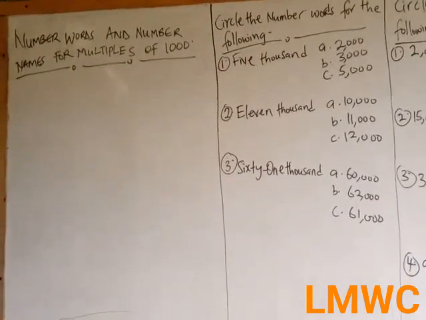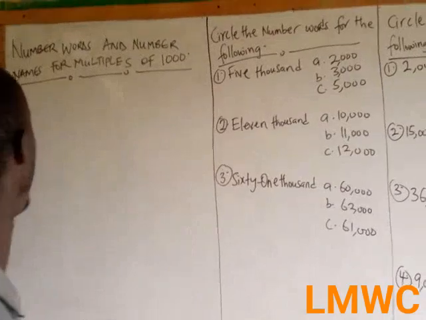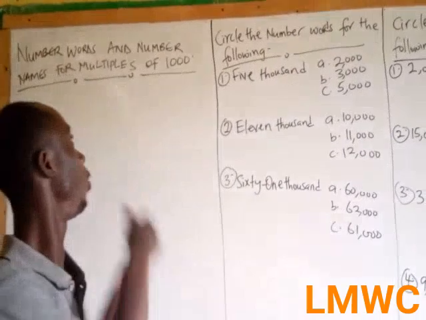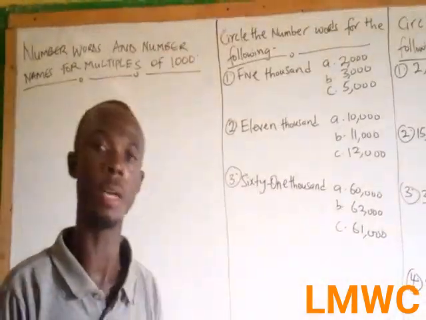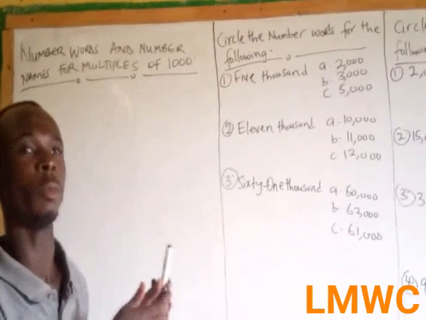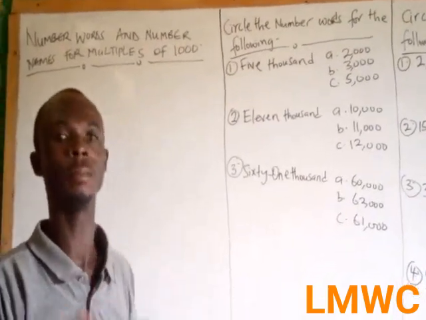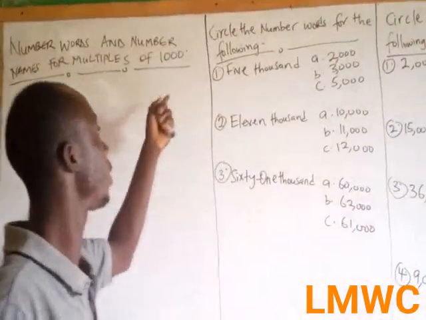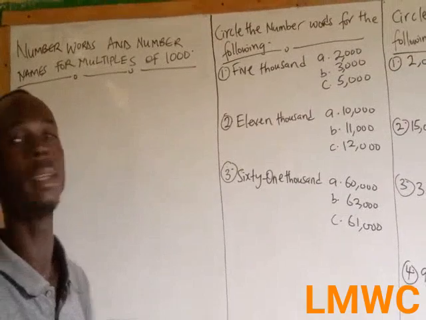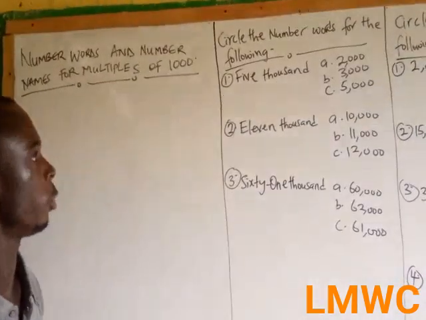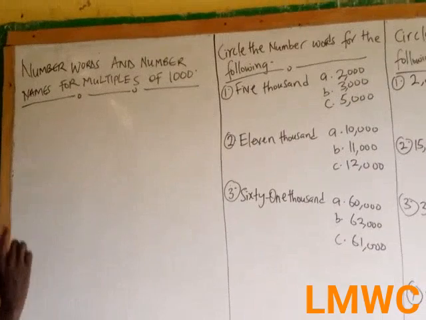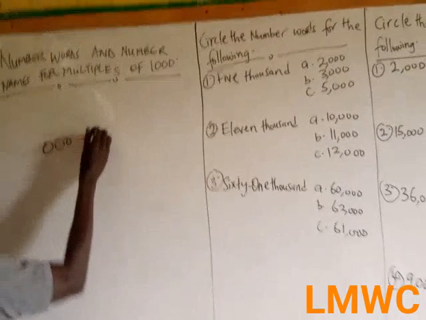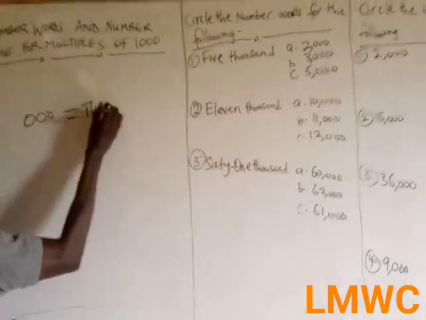This morning session is on number words and number names for multiples of 1,000. I have already taught multiples of 10 and multiples of 100, and I gave you a limit for multiples of 10 less than 100 and also multiples of 100 less than 1,000. But for 1,000, I won't give you any limits. So always, 1,000 involves 3 zeros. Take note. Whenever you see 3 zeros, we are talking of what?